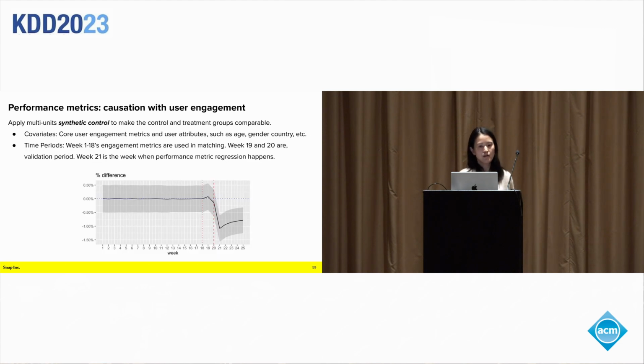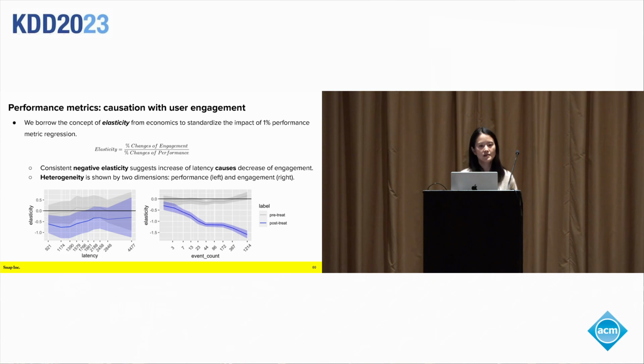Then we apply synthetic control to make the control and treatment groups comparable. In order to do this, we choose core user engagement metrics and user attributes as the covariates. And we use the first to 18th weeks of data to match these two groups, and weeks 19 and 20 as the validation period. Starting from week 21, this is when the performance regression naturally happens.